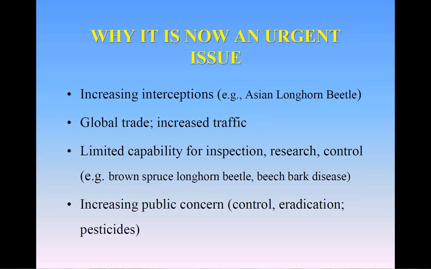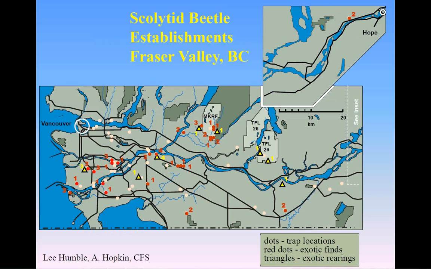This is a slide from Tony Hopkins and Lee Humble from Canadian Forest Service, but showing what's happening in BC, for example, where several different species are being found in the interior of BC. And this partly makes the point that not all of these invasions are invasive. The introductions are not always invasive in the fact that some of them get in, but they're really not causing a problem yet. But there are lots of interceptions and then lots of introductions into the forest.